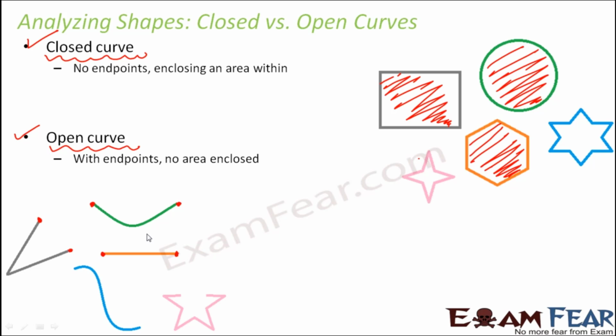So the line doesn't enclose any area. Similarly, you look at this angle. Is this an area enclosed? No, because it is open from here, right? So anybody can come, anybody can go. So it is not completely enclosed.